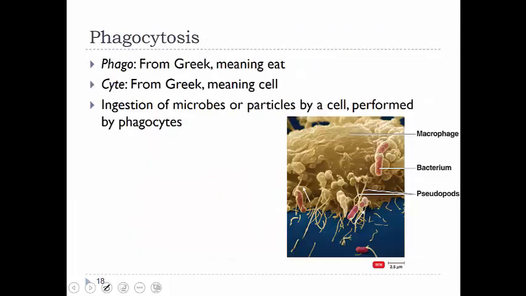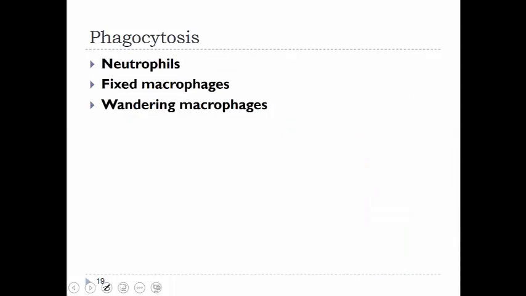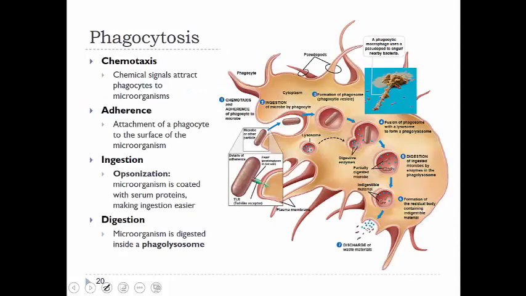So phagocytotic cells are cells that eat, engulf other particles. They will bring those particles in. In this case, we have a macrophage. It is going to grab a hold of the bacterium and actually bring it into the cell and destroy it. Examples of phagocytotic cells are neutrophils, fixed macrophages, which means they're not moving around and they're in particular tissues, and wandering macrophages, which actually move through the system.